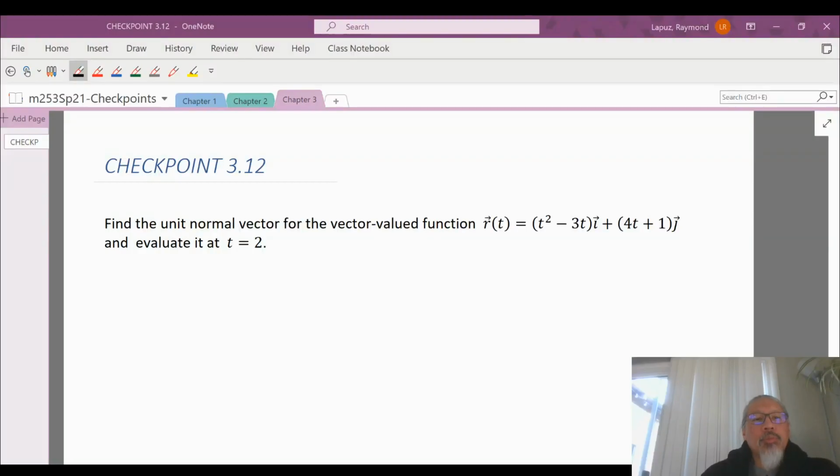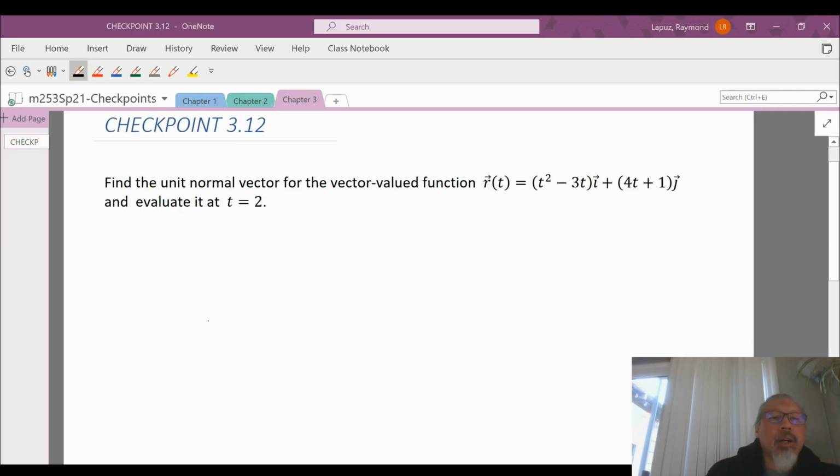This is checkpoint 3.12. They want us to find the unit normal vector for the vector valued function r(t) equal to t squared minus 3t in the i direction and 4t plus 1 in the j direction. After we do that, they want us to find the unit normal vector when t is equal to 2.